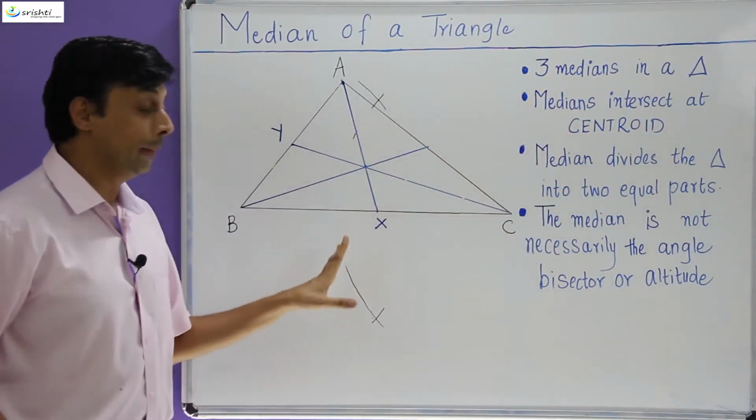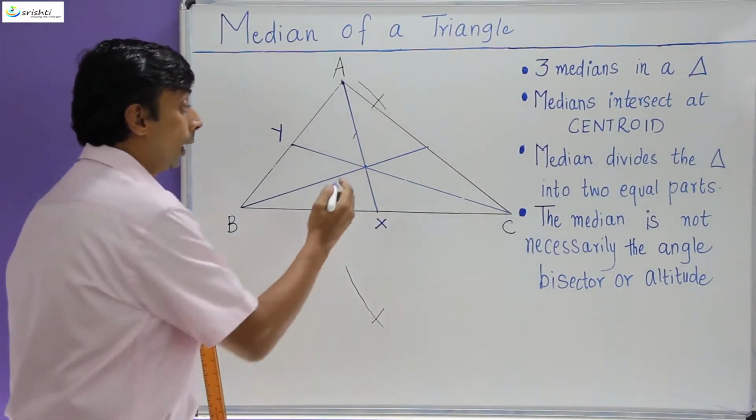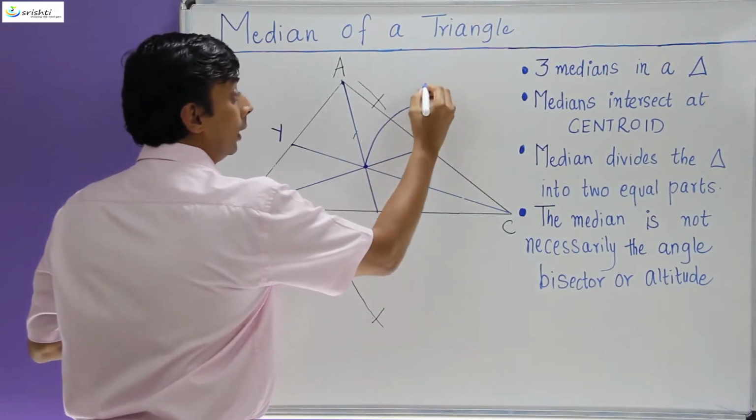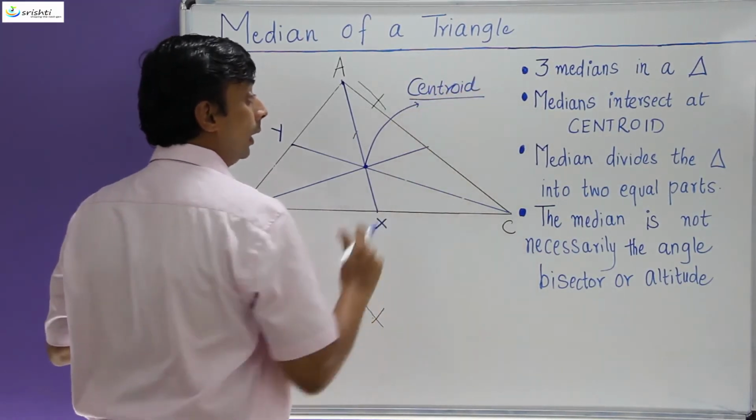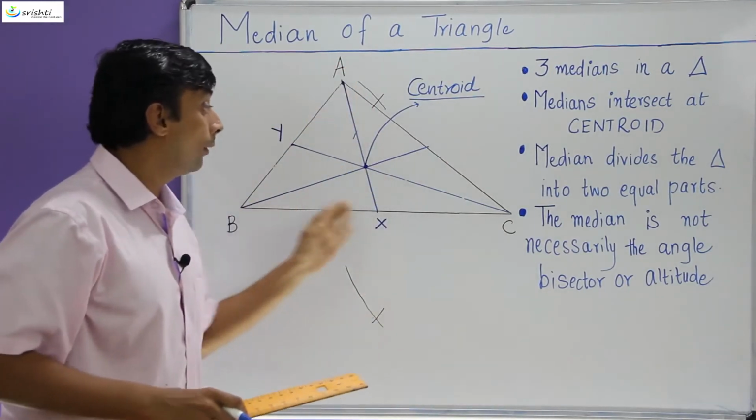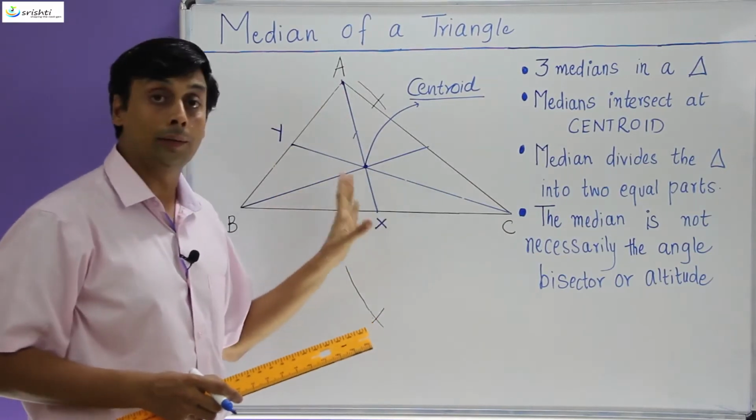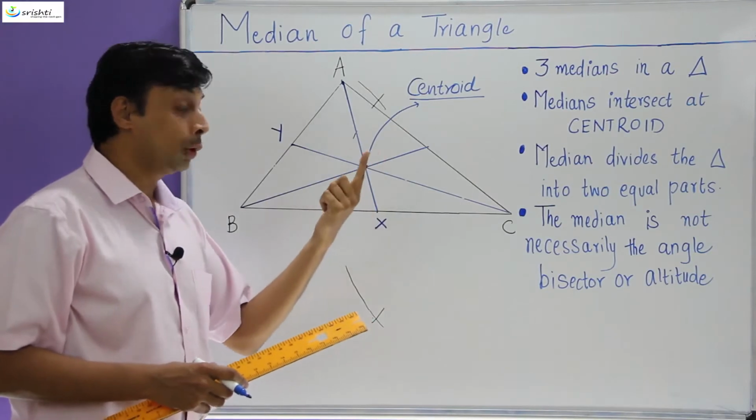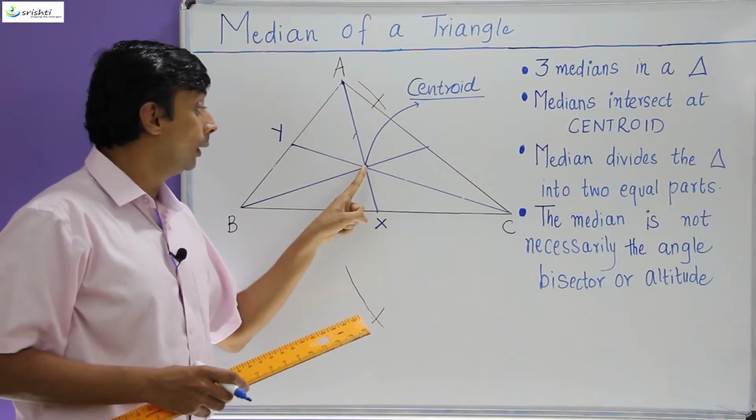Now all these 3 medians are intersecting at one particular point. If you notice over here, this particular point, the point where all medians intersect, is called the centroid of the triangle. So centroid of the triangle is basically the center of gravity of that particular triangle, meaning if you have a triangular wooden piece and you draw the medians of that particular triangle, they would intersect at this particular centroid. You can actually balance the whole piece of wood or this whole triangle about this particular point.